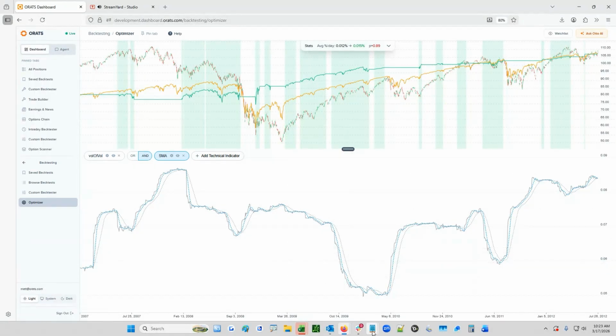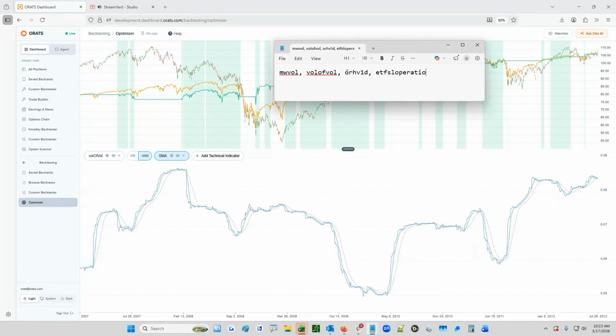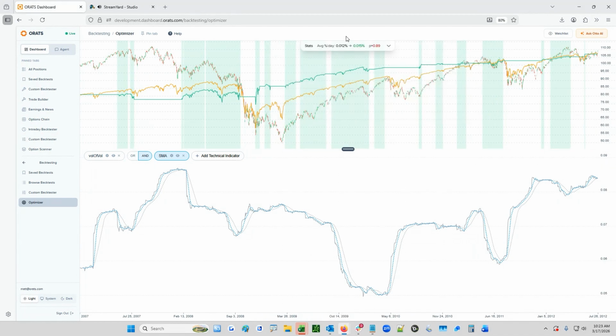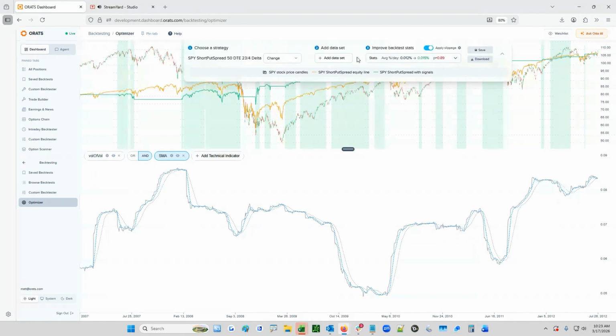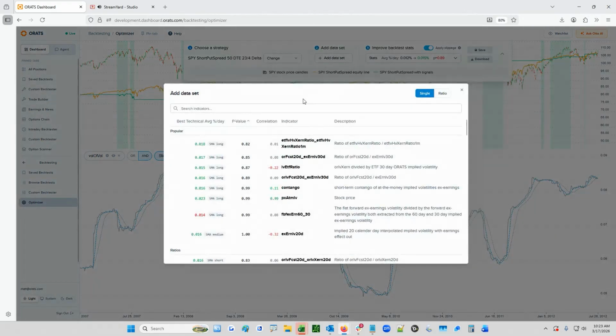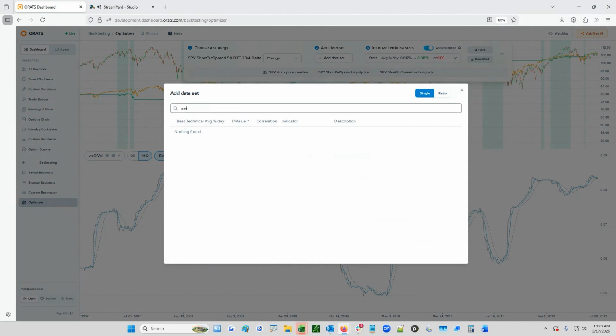All right, let's look at another one. I wrote them down here. So the market with volatility, I think, is an interesting one. So let's go find that. And if you want to find one, you could just go.